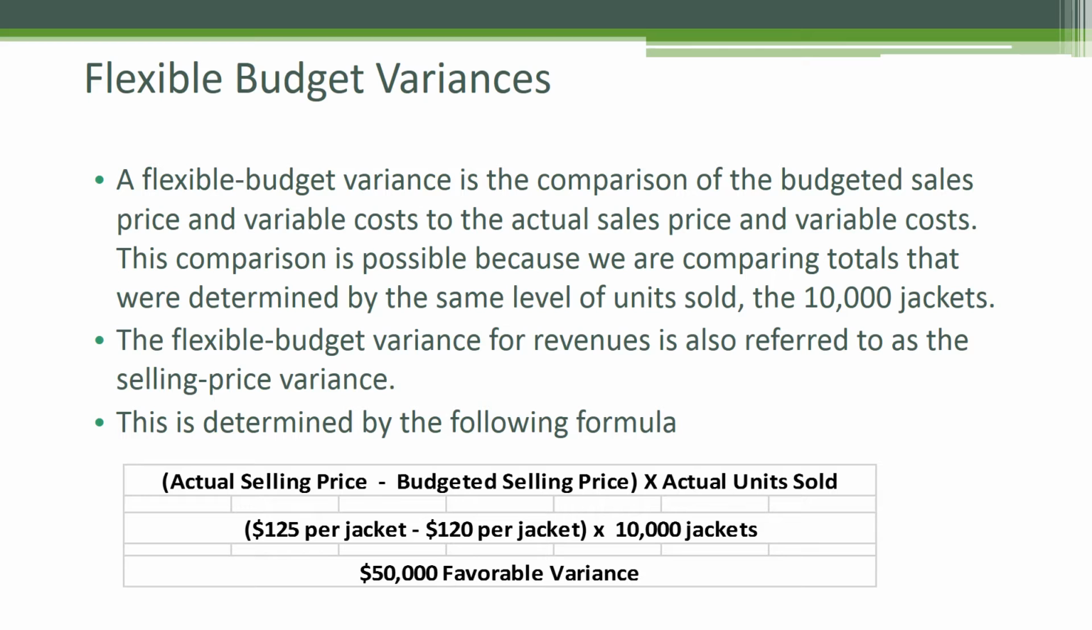The flexible budget variance for revenues is the selling price variance. This is determined by the following formula. We take the actual selling price, which in this case was $125 a jacket, and we subtract the budgeted selling price, which was $120 a jacket. And we take this times the 10,000 jackets, which gives us a $50,000 favorable variance.